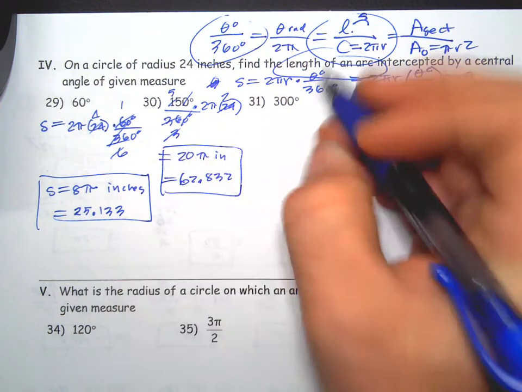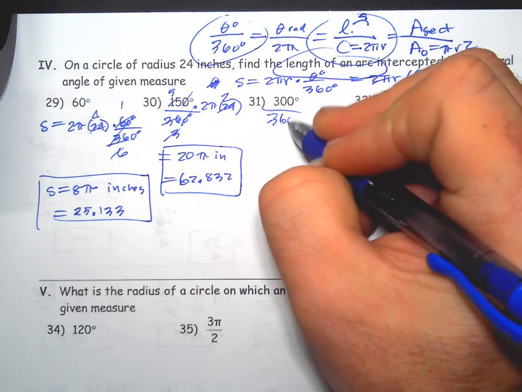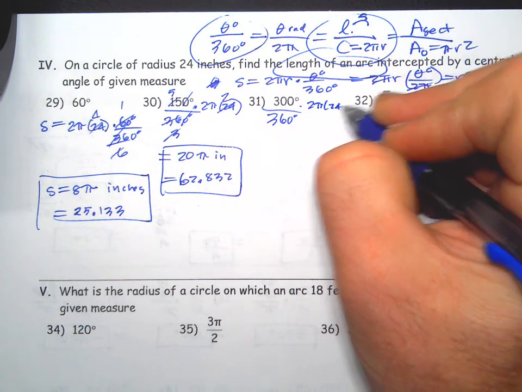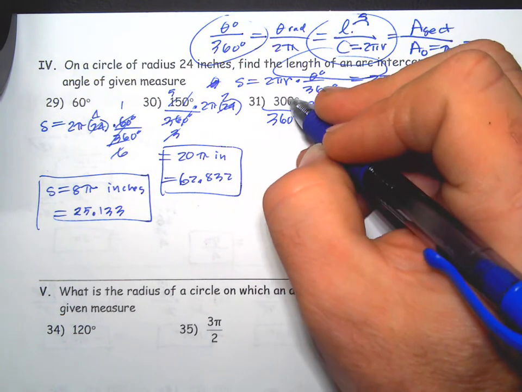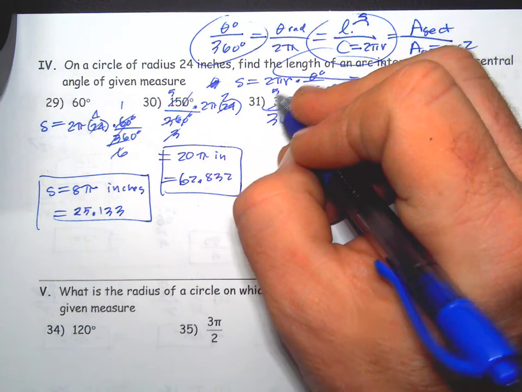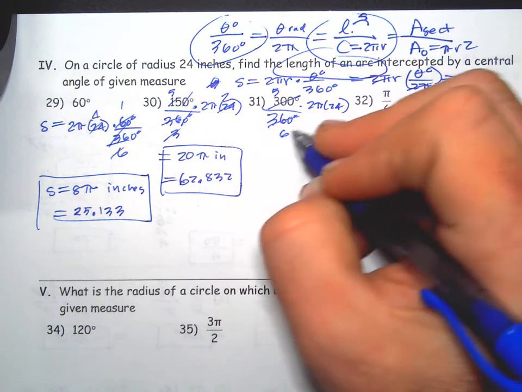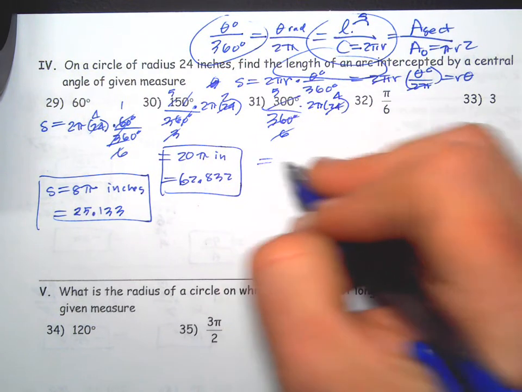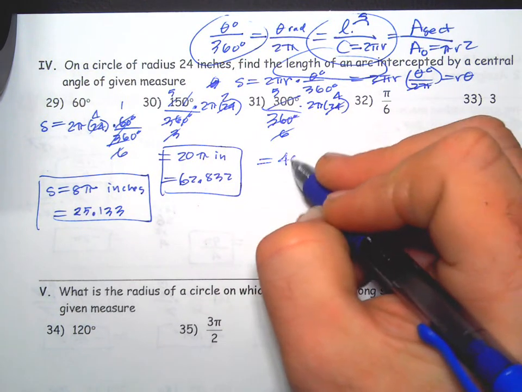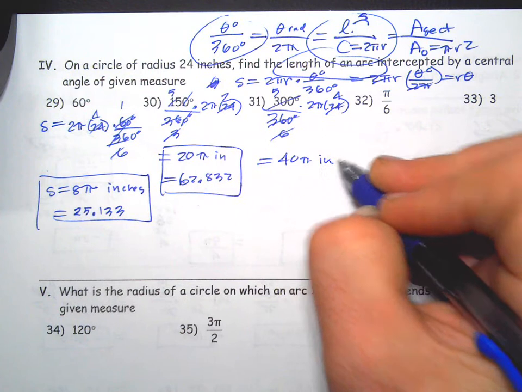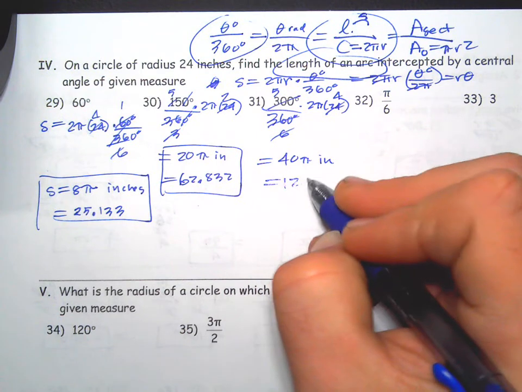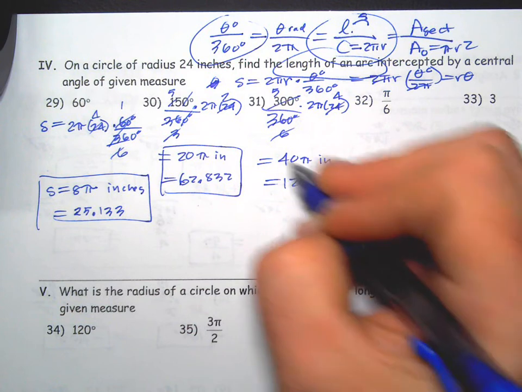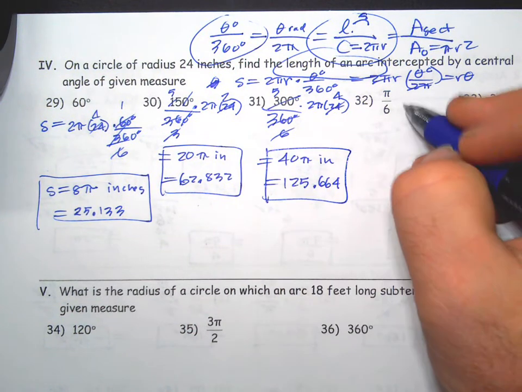All right, next one, over 360 times 2 pi r. So you can divide a 60 out of this and a 60 out of this, and then you can divide a 6 out of this 4 times. So you have 2 times 4 is 8, times 5 is 40 pi. Don't lose the pi. That equals 125.664 inches. Okay, now these are radians.